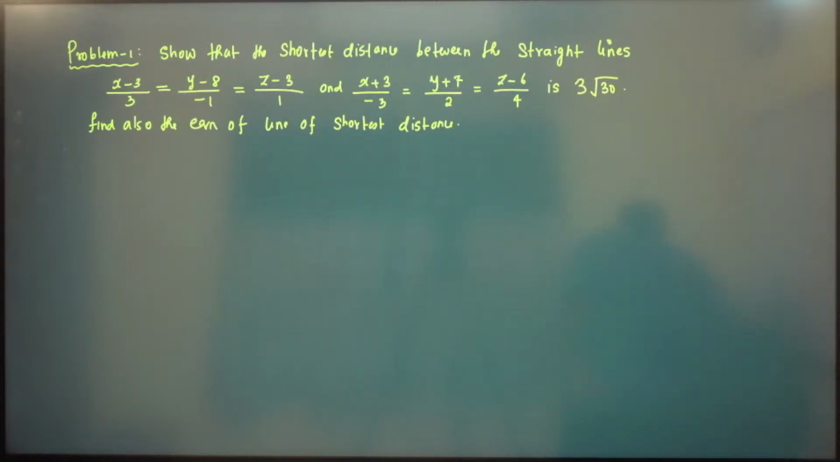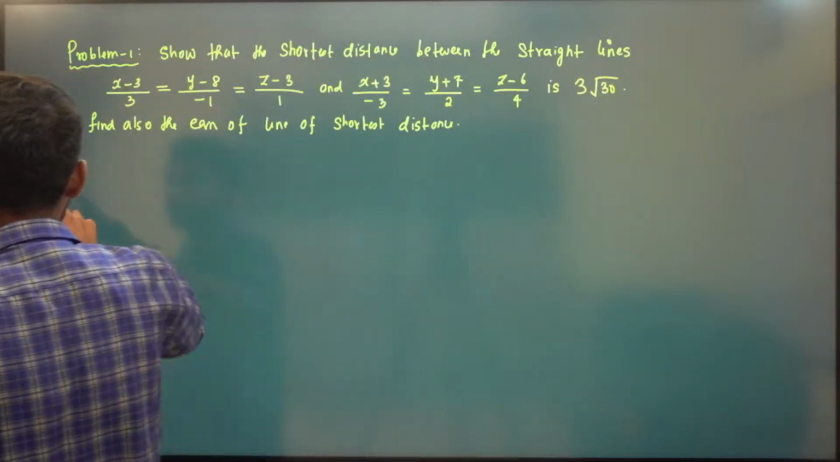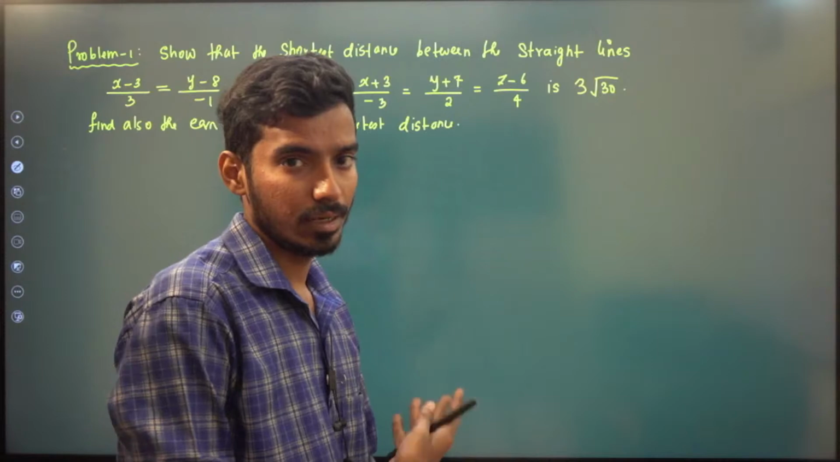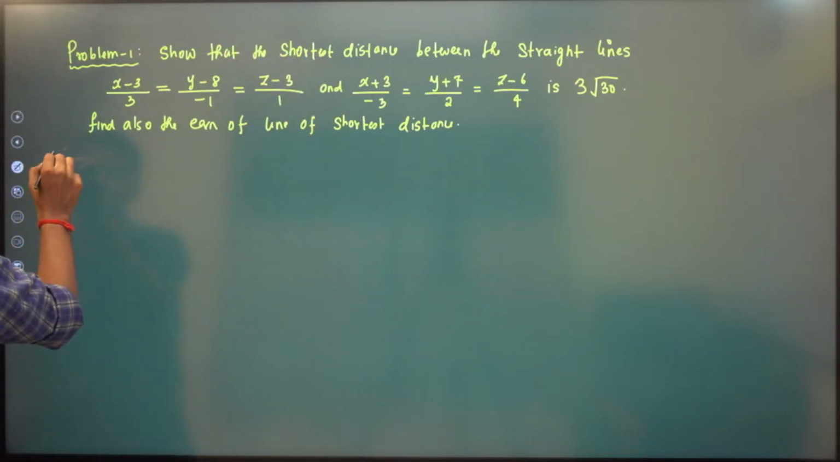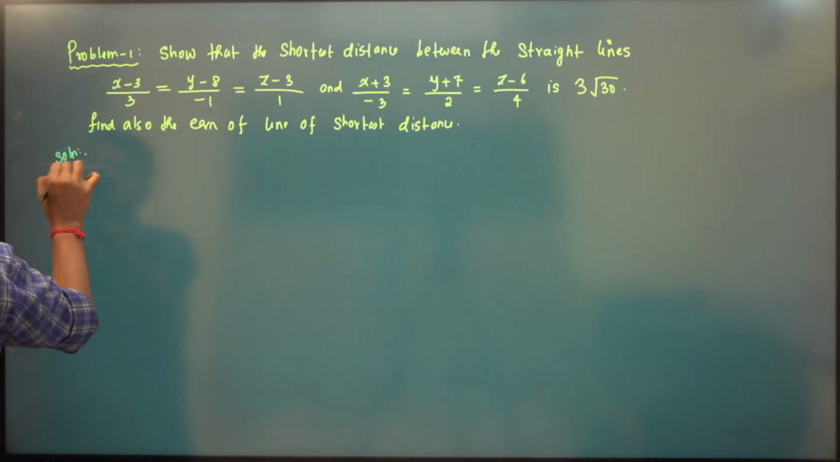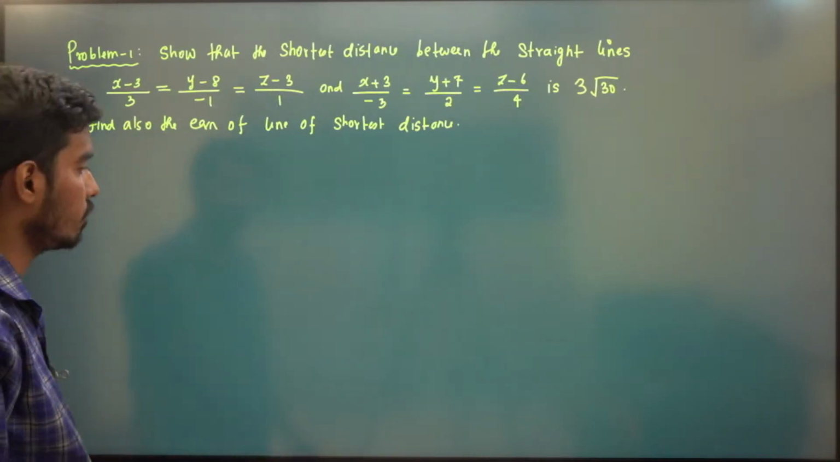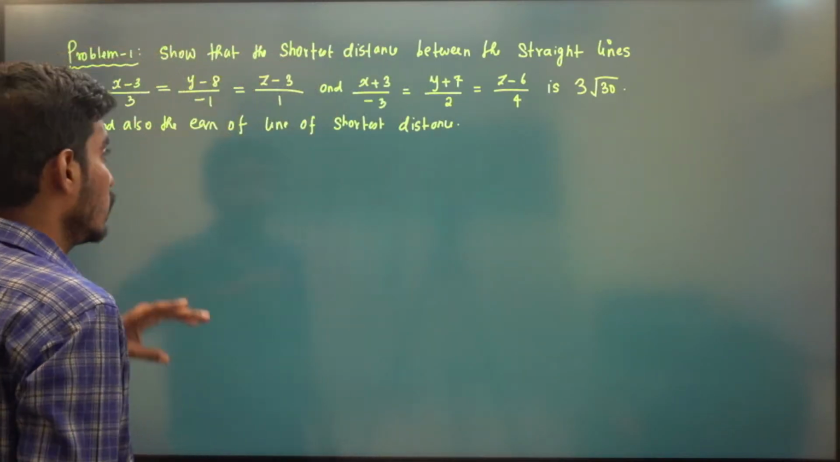So first we need to show this. See, all these are previous year's questions. I'm not writing any year. We have two lines given and they ask you to show the shortest distance. Obviously, they will be non-coplanar. You can check it out.